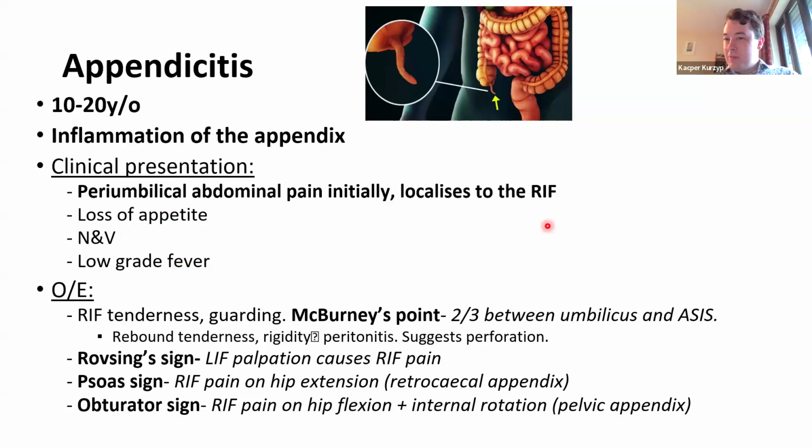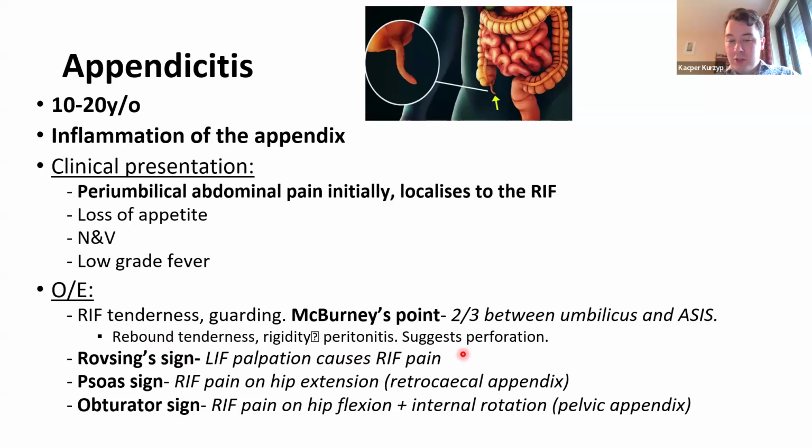And oftentimes, because of the pain, there is this classical vignette of them finding it very painful to go over the speed bumps on their way to hospital. Now, when you do your OSCEs and you do abdo exam, you will find that they are tender in the right iliac fossa. There will be guarding, and you want to be pressing at McBurney's point, roughly 2/3 between umbilicus and the ASIS.